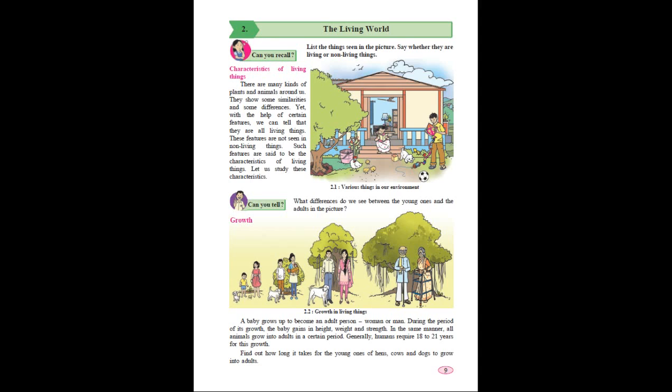Find out how long it takes for the young ones of hens, cows, and dogs to grow into adults. Now, what happened? We understand that classification is done between living things and non-living things. But inside the living things, different types of classification is also done. For example, childhood days, baby days, youngster days, adult days, or old days.